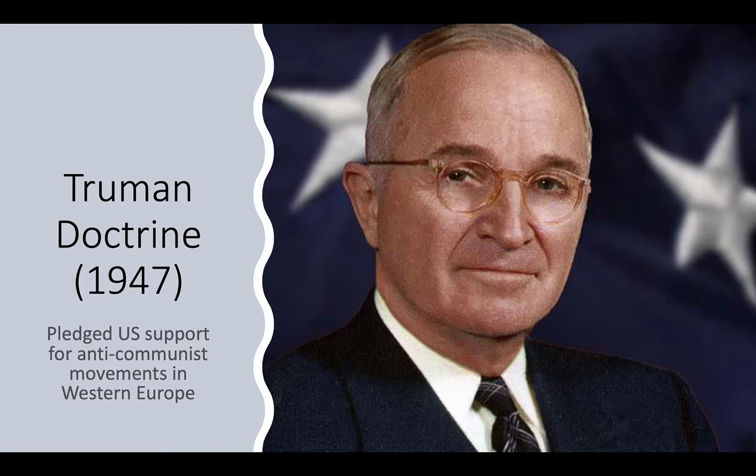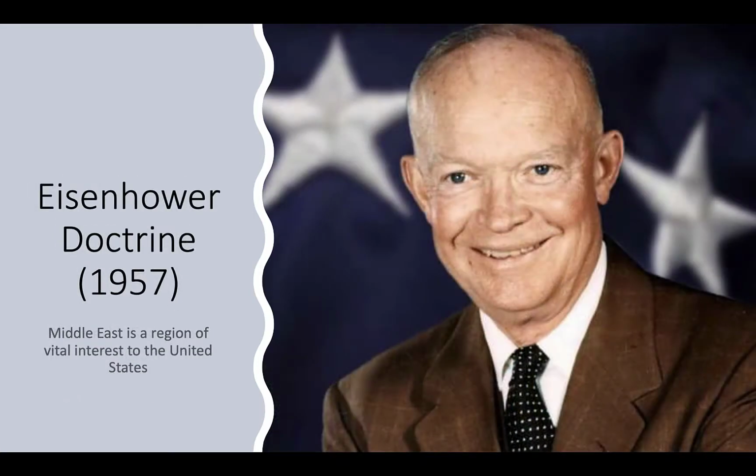As Truman described it, it must be the policy of the United States to support free peoples who are resisting subjugation by armed minorities or outside pressures. 10 years later, President Eisenhower articulated the Eisenhower Doctrine. The doctrine declared the Middle East a region vital to the interests of the United States and authorized the use of U.S. forces to secure and protect the territorial integrity and political independence of such nations, requesting such aid against overt armed aggression from any nation controlled by international communism.